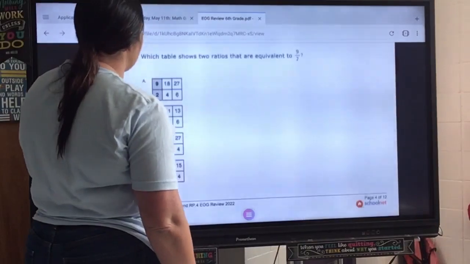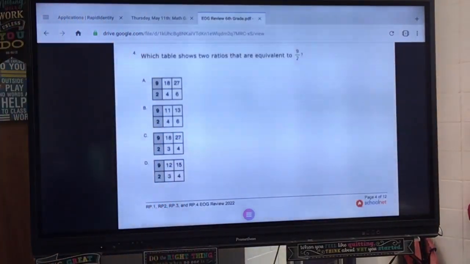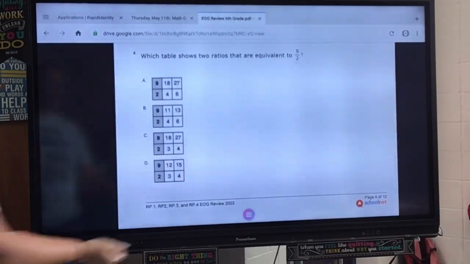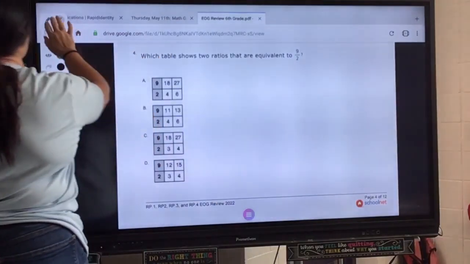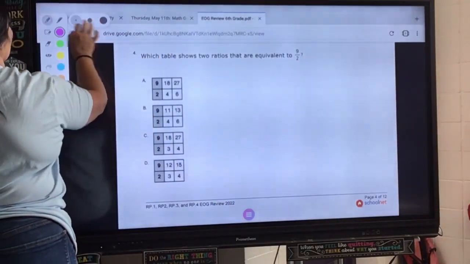Alright, last one for today. Go to number 4. So this one says which table shows 2 ratios that are equivalent to 9 halves, or 9 over 2, sorry. Probably just said it as a fraction.